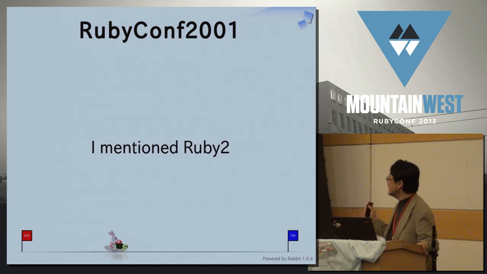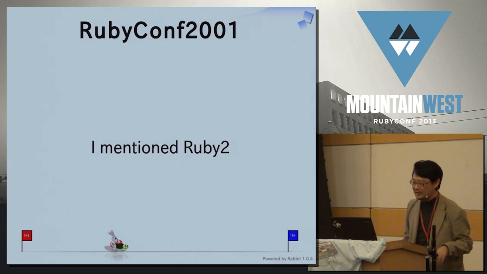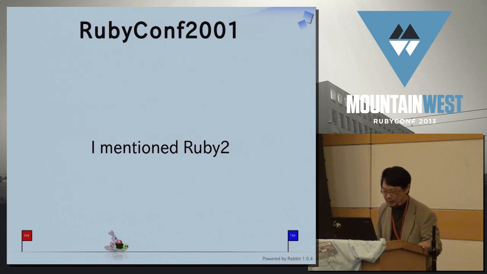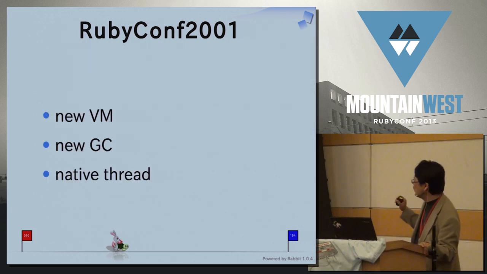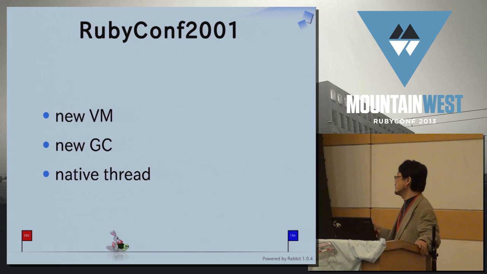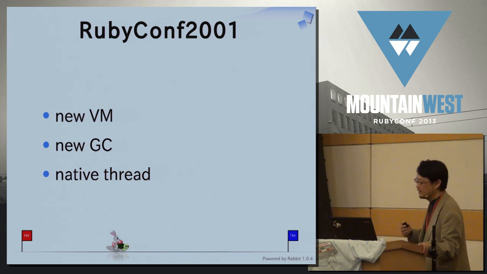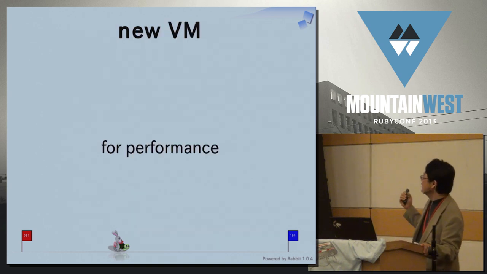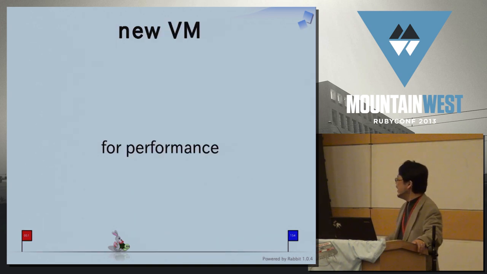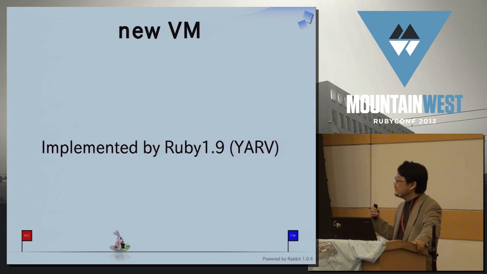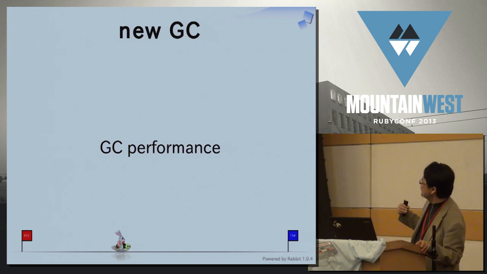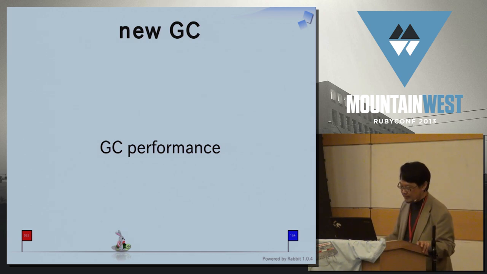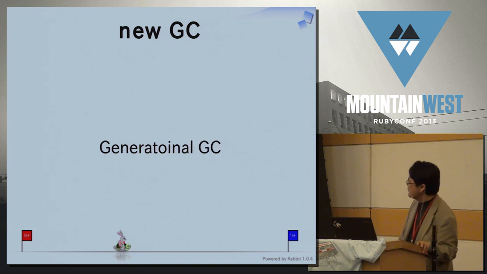Anyway, in the keynote of RubyConf 2001, I mentioned Ruby 2, which should introduce a new virtual machine, a new garbage collector, and native threads. I wanted a new VM for performance, and that new VM was implemented by Ruby 1.9. So we tried to improve the garbage collection for performance, and the generational garbage collector.